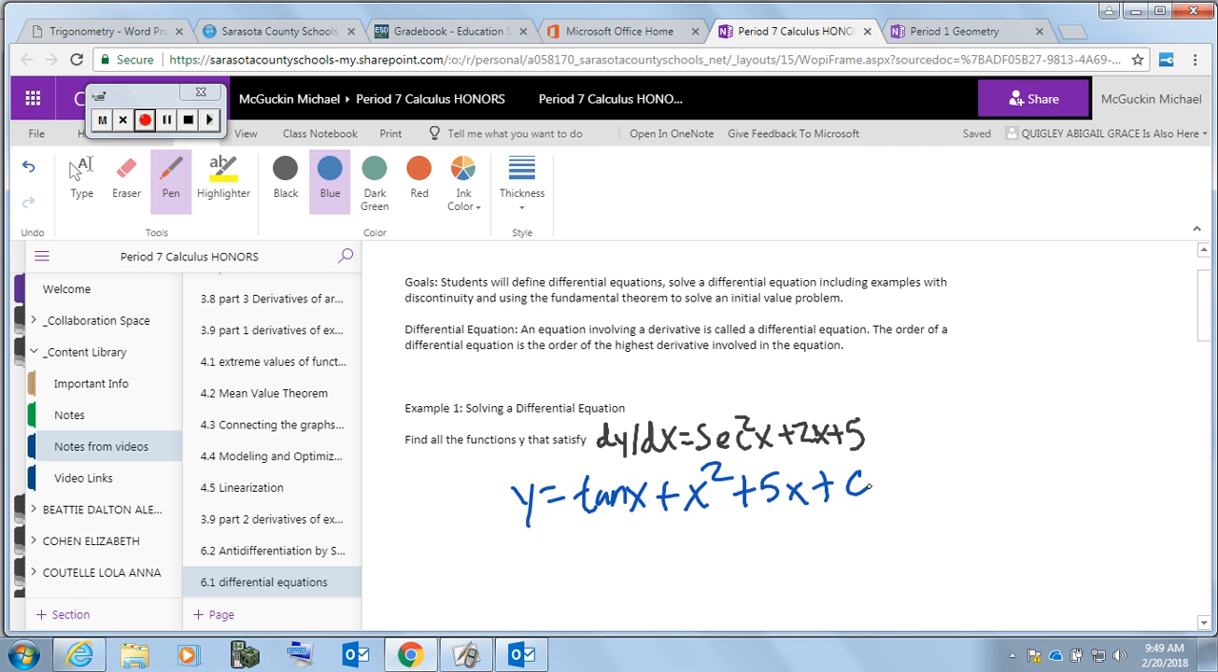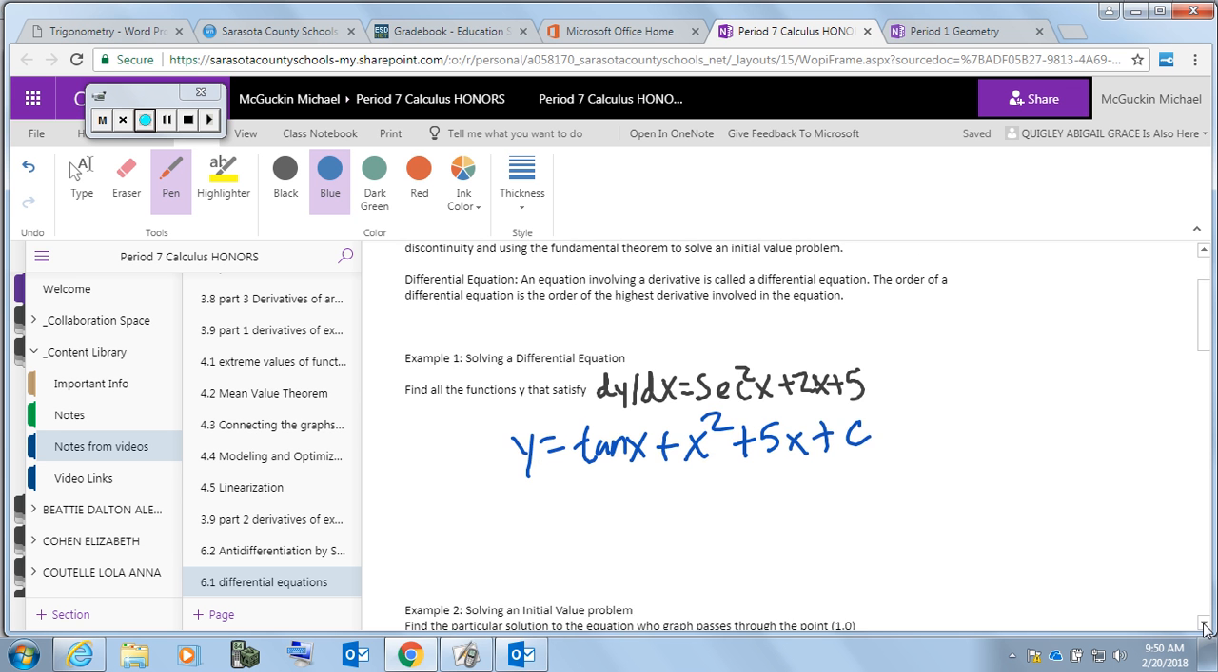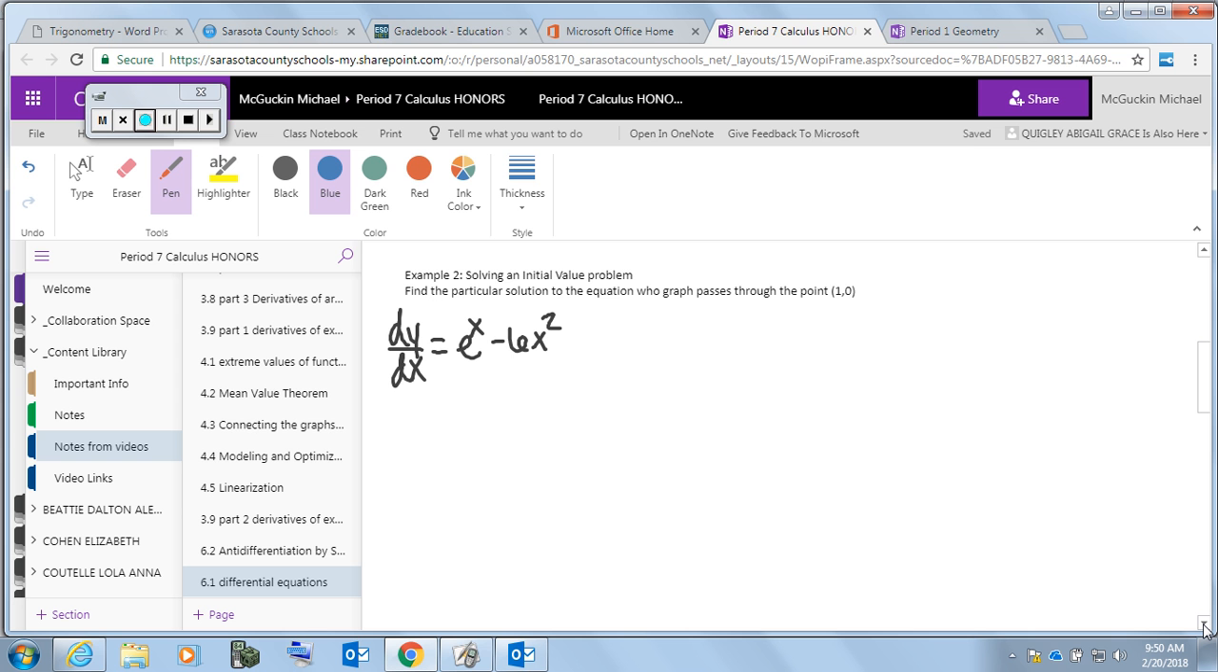So let's say they give us a little bit more information, like in example 2. So it says now find the particular solution to the equation whose graph passes through the point (1, 0). Okay, and here's our derivative, first order, once again. So now we have to think to ourselves, what's the difference between the last example and this example? The reason why I wanted to put these two in the same video is to compare them.